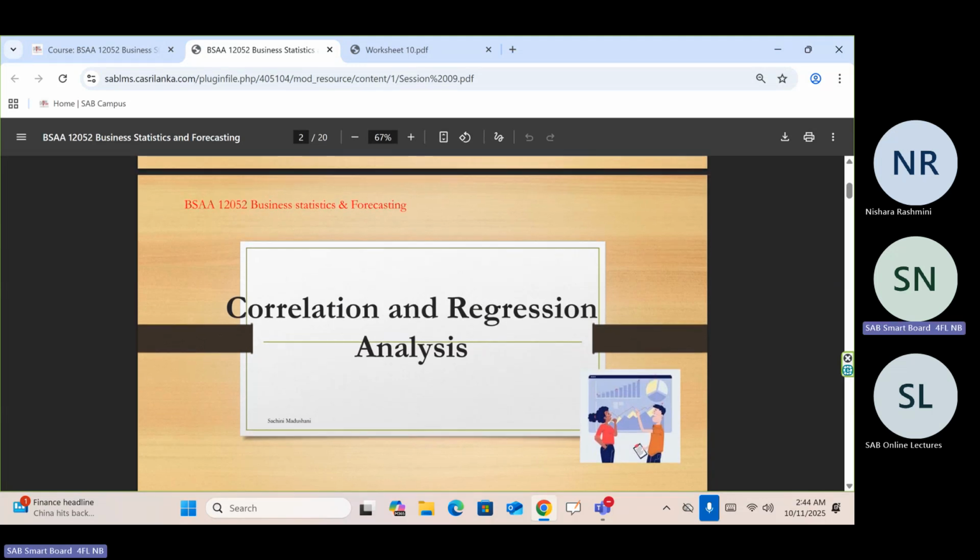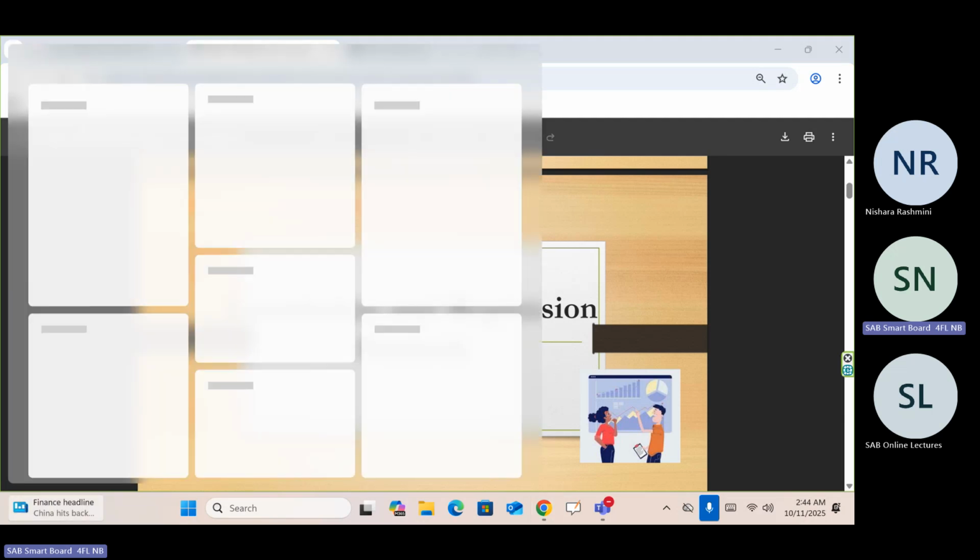Then we finish probability and the probability distribution. Okay, then today we move into the correlation and the regression analysis.